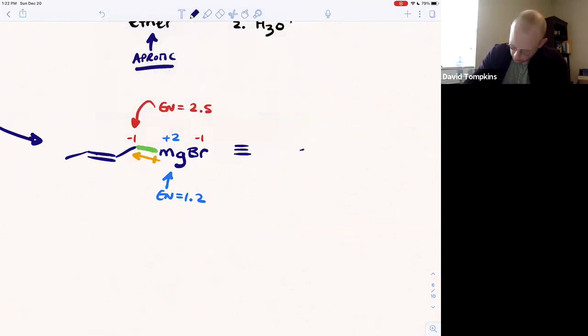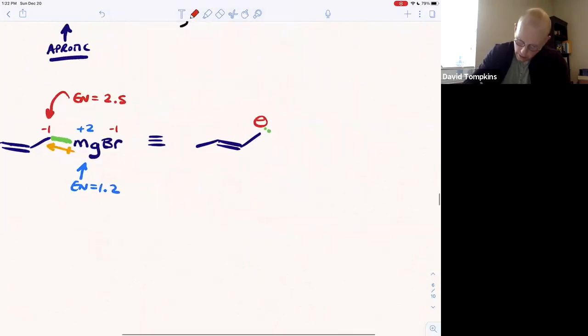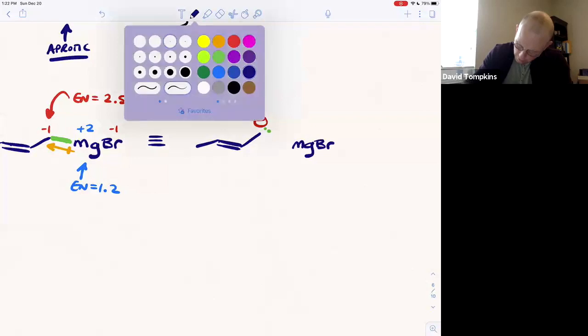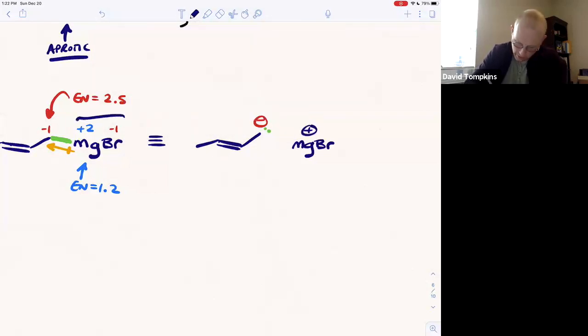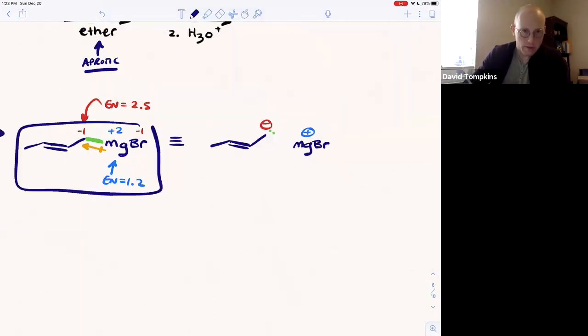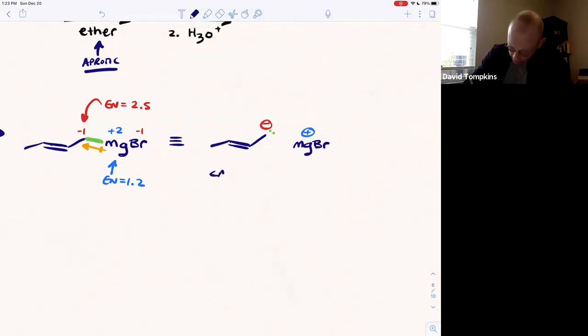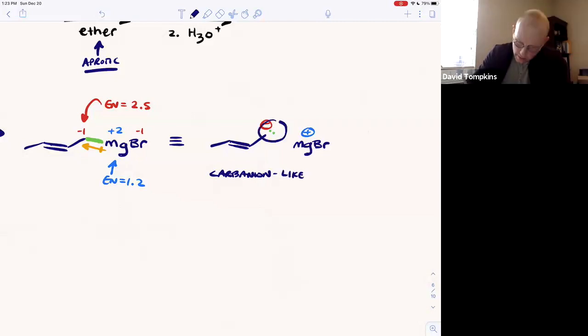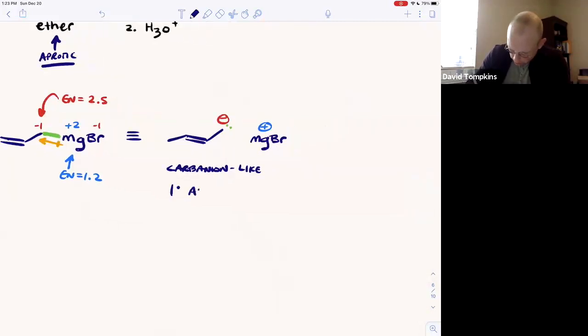Or you can think of this allylic magnesium bromide as really being a carbanion type intermediate, where that negative charge sits on the carbon atom, and then magnesium bromide sits here as a counterion, where collectively the -1 and +2 add to give a +1 net charge for this salt. So think of Grignard reagents and organolithiums, etc., as being carbanion-like, where that carbon-magnesium bond is so polarized that we can approximate it as a primary carbanion. And of course, this is a primary allylic carbanion.